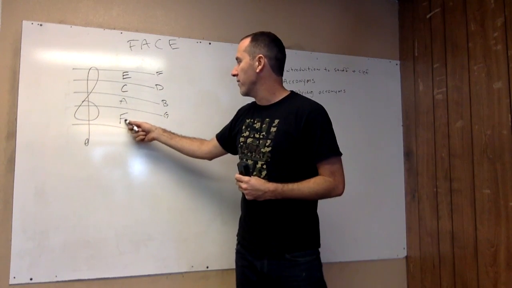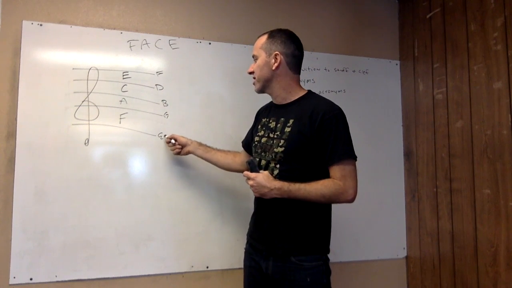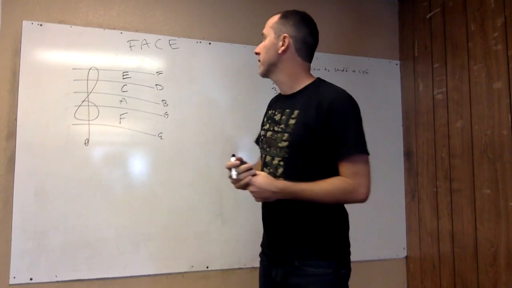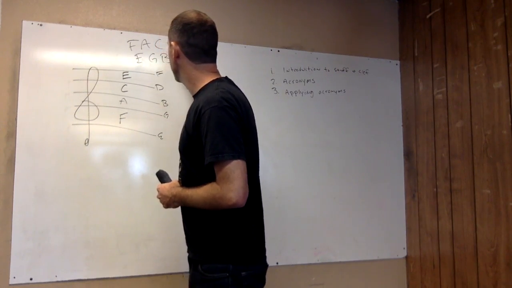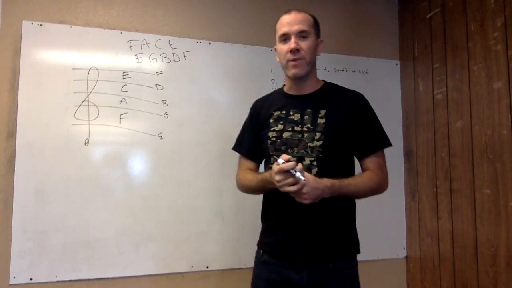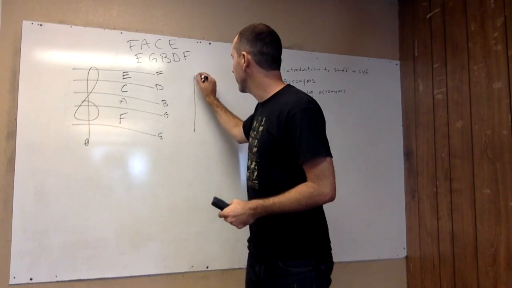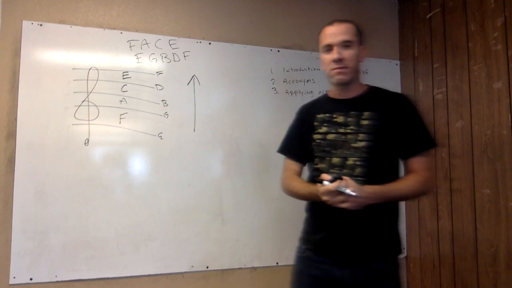Basically, F, 1 note lower is E, 1 note higher is G. So this is just every other letter in our base 7 alphabet that we're using. So we have FACE and E, G, B, D, F. Now it's very important to remember that both of these acronyms start from the bottom and they ascend and go up from the bottom. Any questions?